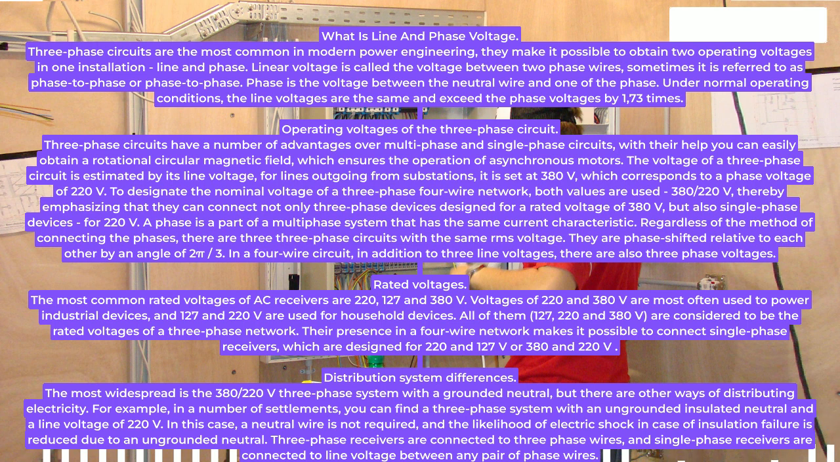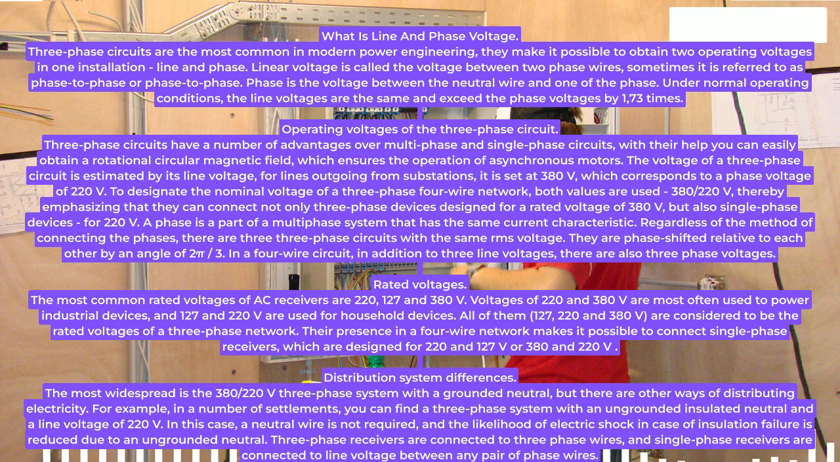Three-phase circuits are the most common in modern power engineering. They make it possible to obtain two operating voltages in one installation, line and phase. Linear voltage is called the voltage between two phase wires. Sometimes it is referred to as phase-to-phase. Phase voltage is the voltage between the neutral wire and one of the phases. Under normal operating conditions, the line voltages are the same and exceed the phase voltages by 1.73 times.